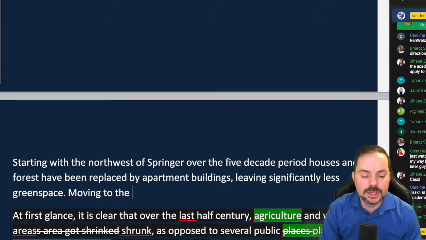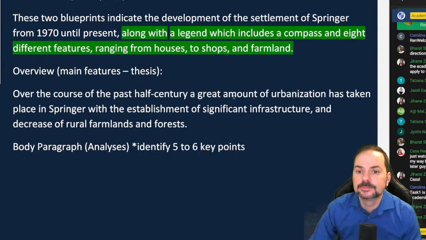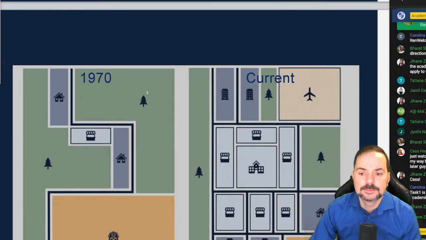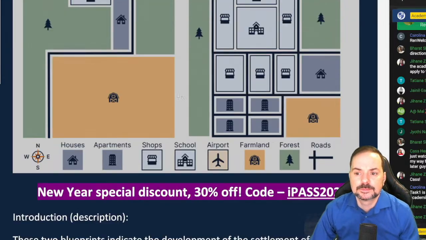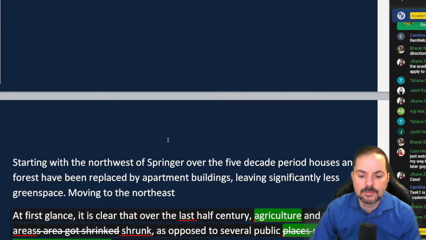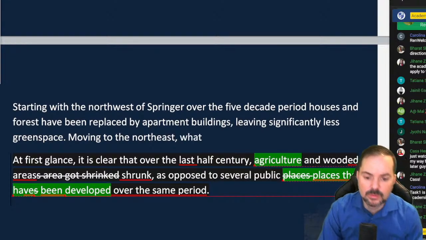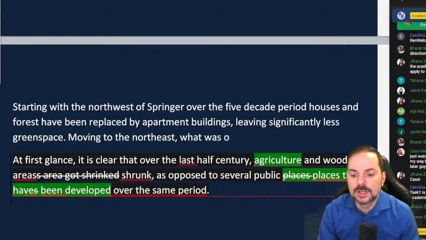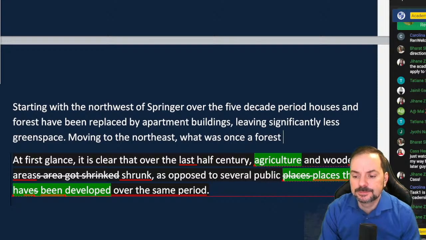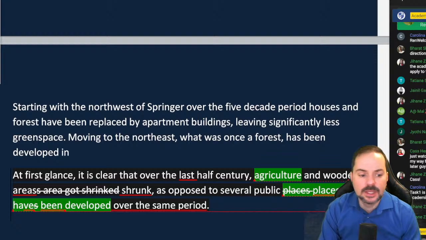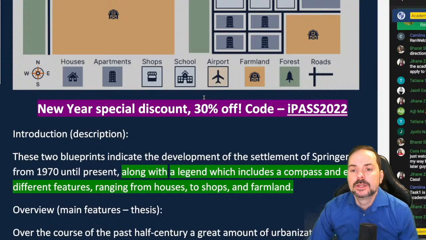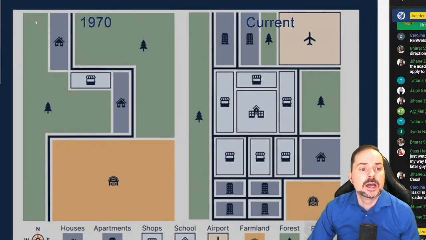Moving to the northeast, what was once a forest has been developed into an airport. Okay, so there's my northwest and northeast.